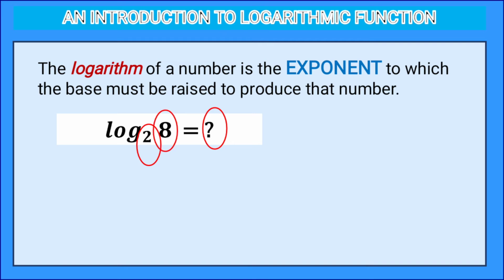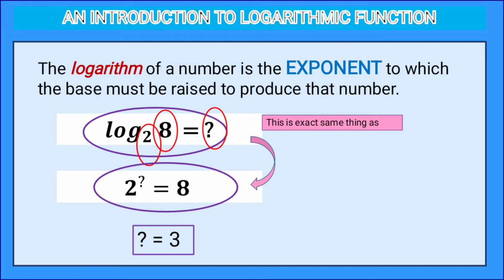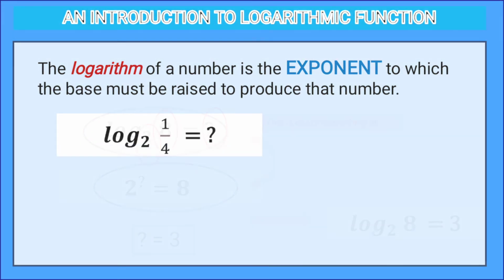Okay. Again, this is the exact same thing as this statement: 2 raised to the unknown exponent, 2 raised to the unknown value, is equal to 8. So you already know that 2 cubed is equal to 8. So it means that our question mark, or the unknown value here, is 3. Right? So our answer will be log base 2 of 8 is equal to 3. Right? Let us take a look at another example.